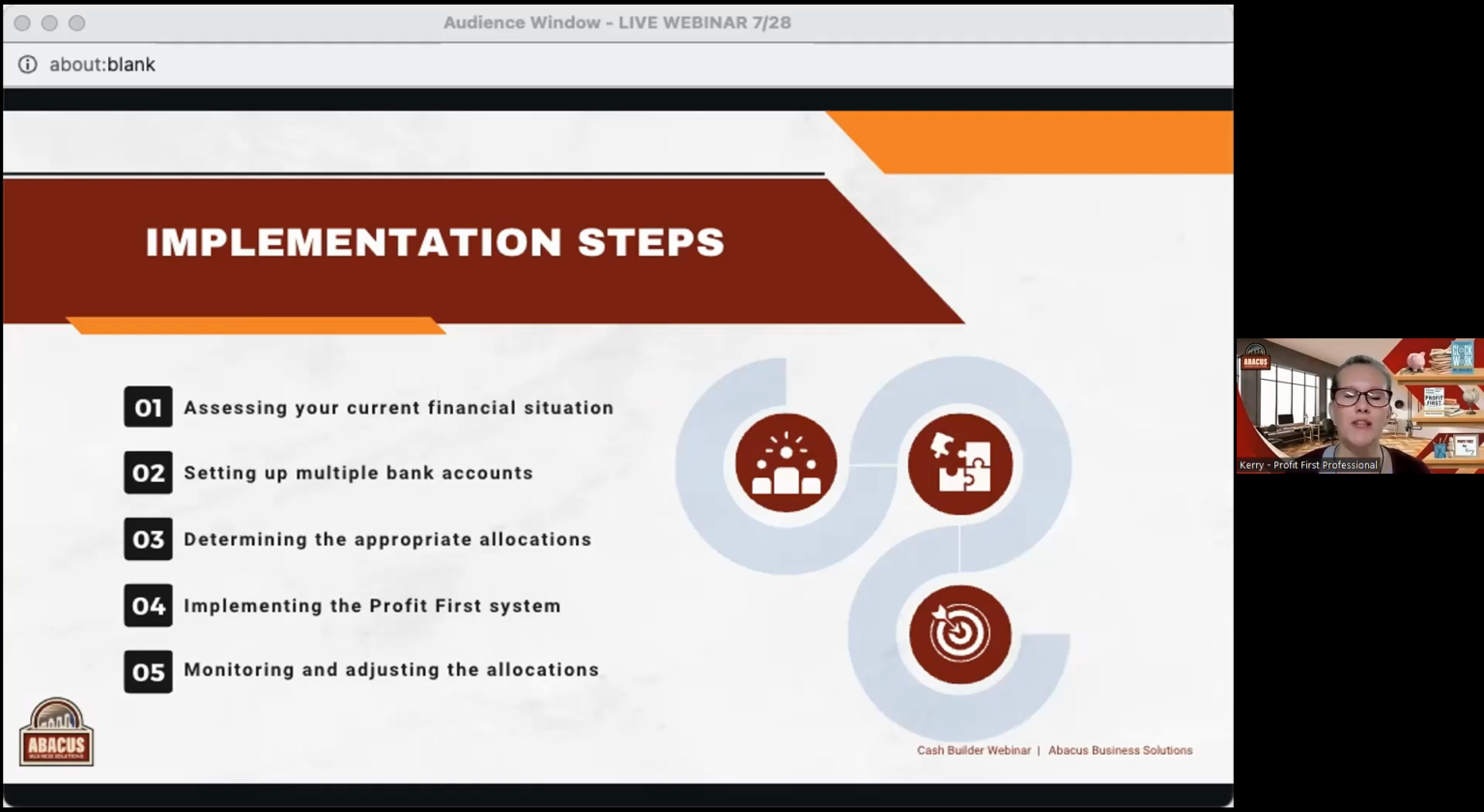So then, determining the appropriate allocations. This is where you want to do the instant assessment. And Mike talks about this in the book as well. There's a table in there that lets you know what the percentages should be going to each bank account, depending on the amount of revenue you are making in your business. So refer to that table, look to see where you're at, look to see what the percentages are, and those are the percentages that you need to be building up to.